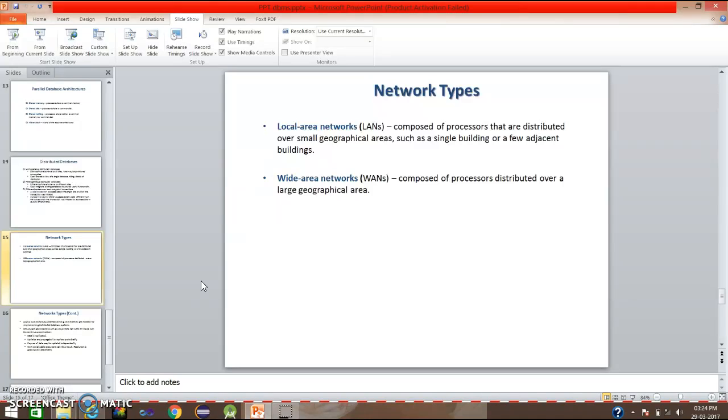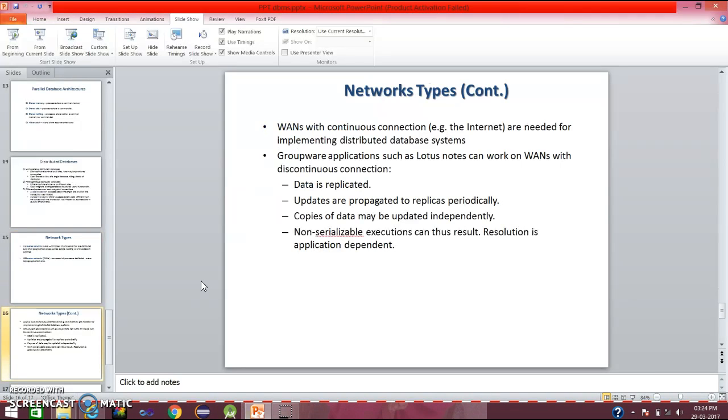Network types. There are two types of networks: LAN and WAN. A LAN is composed of processors that are distributed over small geographical areas, such as a single building or a few adjacent buildings. A WAN is composed of processors distributed over a large geographical area.